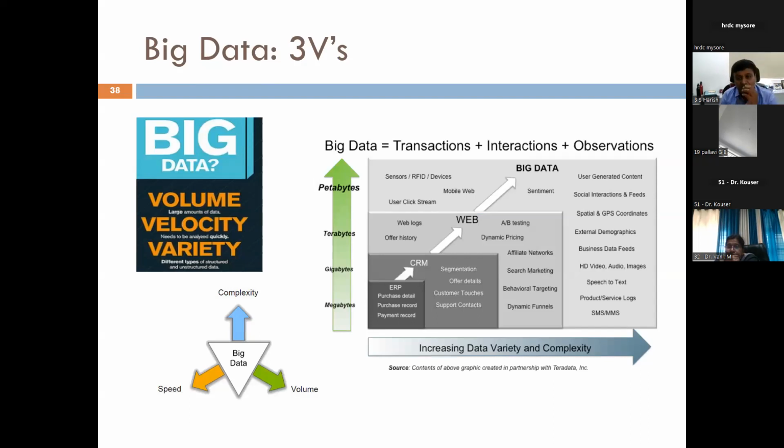Now, this big data does not contain only volume, velocity, and variety, right? It also requires three important issues to be handled with respect to big data. One is with respect to the transactions, the second one is with respect to the interactions, and the third one is with respect to the feedback, or sometimes we also call it the observations, right?